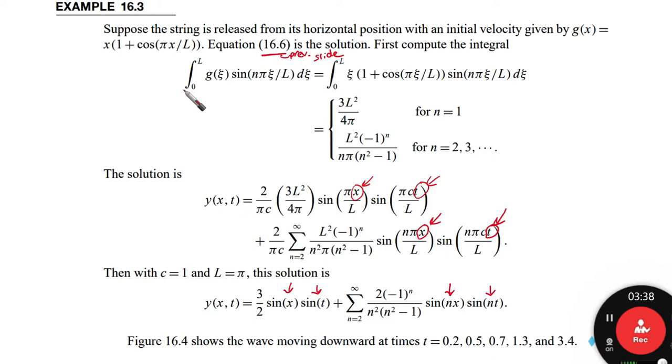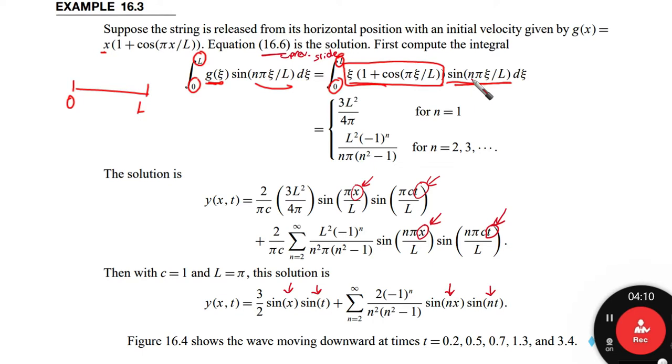The integral is going to be from 0 to L. Remember that we are talking about intervals. The integral of g(z) sine n pi z over L dz equals the integral from 0 to L of the function that we have, which is x, here it is z, times 1 plus cosine pi z over L, and then multiplied by sine n pi z over L.